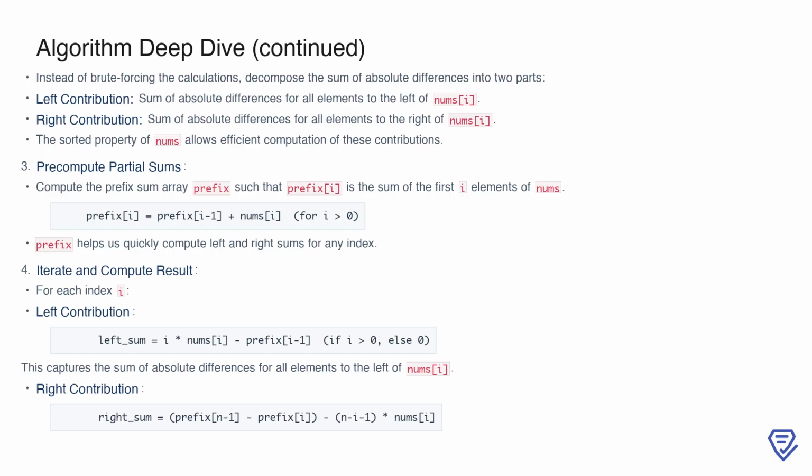To facilitate these calculations, we introduce the concept of a prefix sum array. This array allows us to pre-compute cumulative sums of the elements in the array, enabling quick access to the sum of any subarray. For instance, the prefix sum at index i provides the sum of the first i elements. This eliminates the need to recompute sums repeatedly, saving significant computation time.